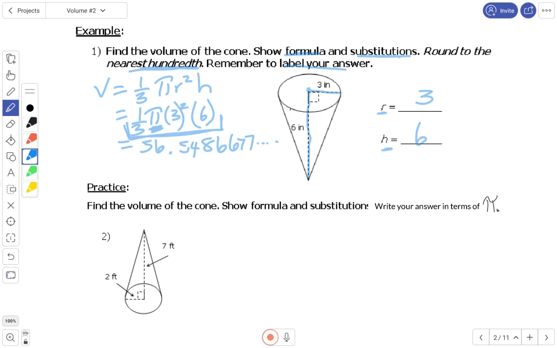All right, the directions say round to the nearest hundredth. So the nearest hundredth is 2 decimal places. So I'm going to look at the digit to the right of the hundredth place. And since it's 5 or higher, it's going to bump this up to the next digit. So the volume of this shape is 56 and 55 hundredths. And then I'm going to label it inches cubed.